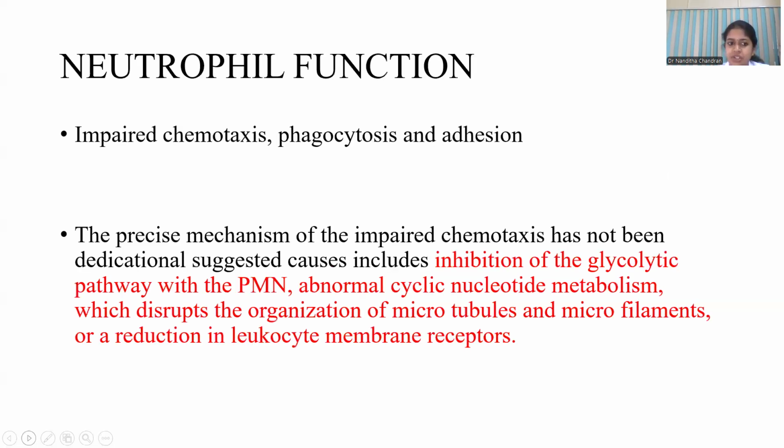Next, neutrophil function. The neutrophil function, that is neutrophil chemotaxis, phagocytosis, and adhesion, is affected. The mechanism which has been suggested is inhibition of the glycolytic pathway within the PMNs, abnormal cyclic nucleotide metabolism, which disrupts the organization of microtubules and microfilaments, or a reduction in the leukocyte membrane receptors. This is the mechanism which has been explained for impaired chemotaxis.